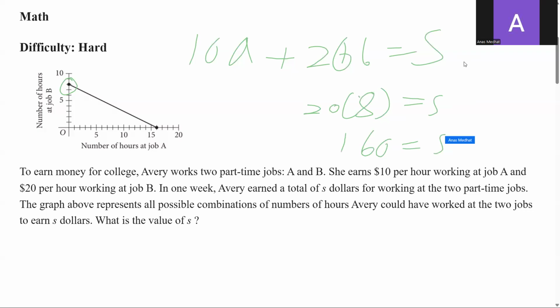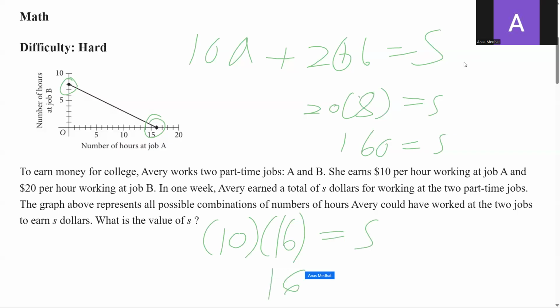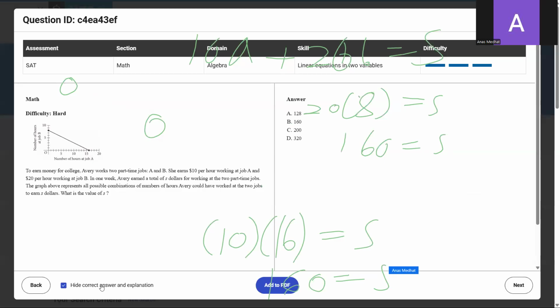Or if we take this point, it will give you the same thing. This is 16 hours at job A and 0 hours at job B. Sorry, this is 16, not 17. So 10 times 16 equals S. So S is equal to 160. So the answer is B, 160.